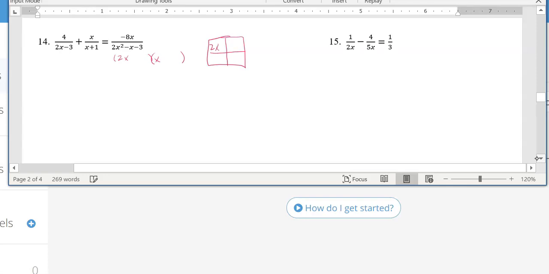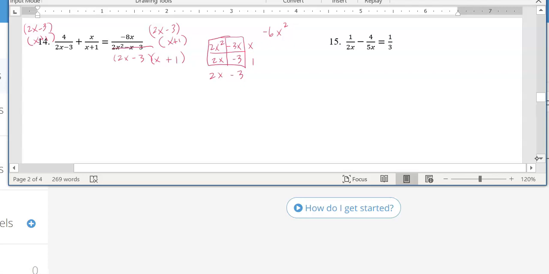Again, 2x squared times negative 3, that's negative 6x squared. And the factors of negative 6x squared that add up to negative 1x are negative 3x and positive 2x. So x plus 1 and 2x minus 3 are the factors. And so that tells me that my LCD is going to be those two factors, 2x minus 3 times x plus 1. I'm just going to show it being multiplied on both sides.